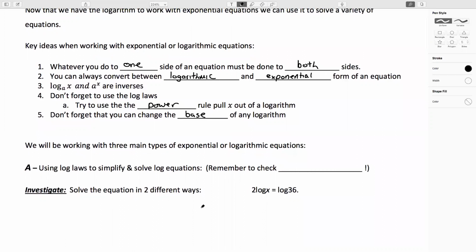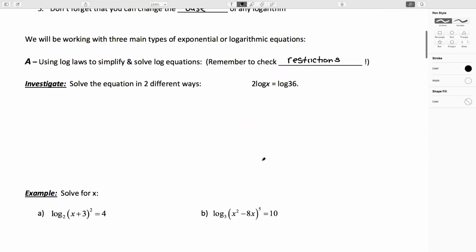All right, so we'll be working with three main types of exponential or logarithmic equations. So type A, we're going to need to use log laws to simplify and solve the equations. Remember though that logarithms have restrictions, so we need to check our restrictions. You can do that at the start by keeping a tally of what's allowed and what's not. You can also do that by testing answers once you get to them.